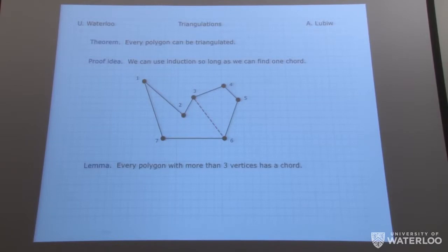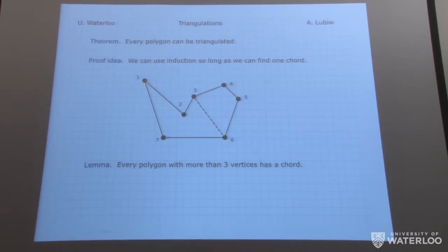What about the polygons with 3 vertices? Well, they're triangles, they're triangulated already. We don't need to do anything. That's going to be our base case of the induction, right? So let's look at the proof of this lemma.